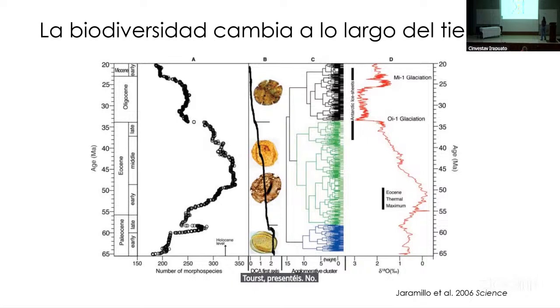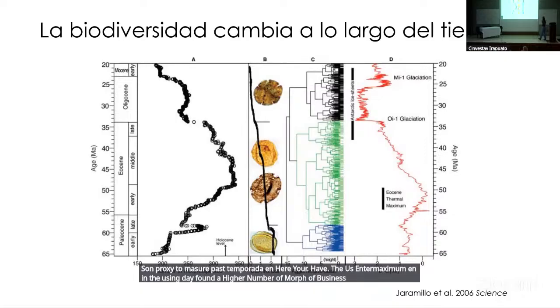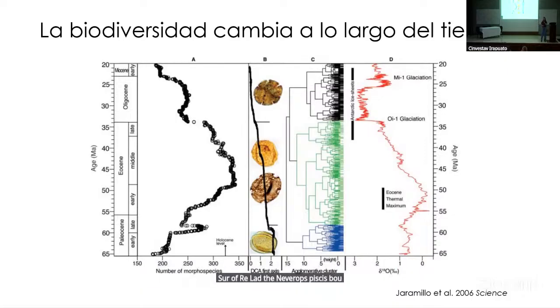Now, what I want to show you now is that this pattern of biodiversity was correlated or related to an abiotic factor. And so here they are measuring oxygen isotopes. And so this is somehow related to temperature, global temperature, okay? And so this is a proxy to measure past temperature. And here you have the Eocene thermal maximum. And in the Eocene, they found a higher number of morphospecies. And so they relate the number of species with the temperature increase. And so this is in the past. So we have biodiversity patterns in the present, biodiversity patterns in the past. And so we can analyze past and present patterns to understand how life evolves.